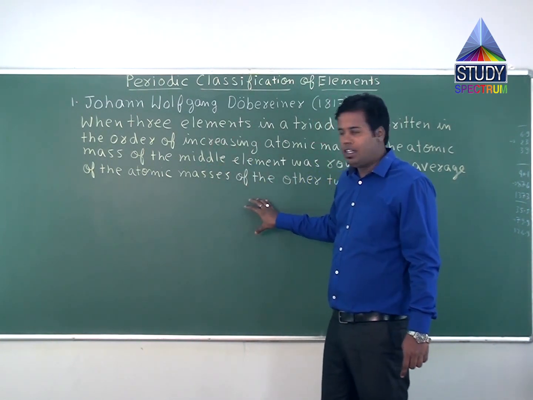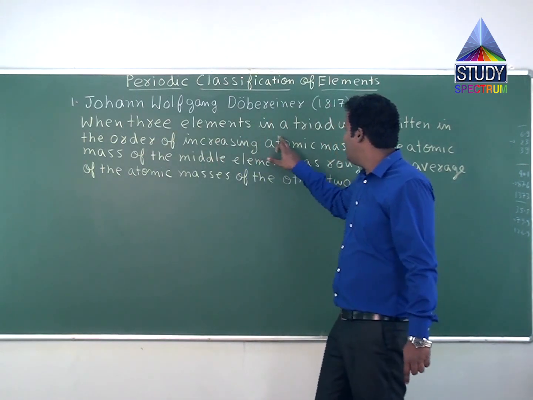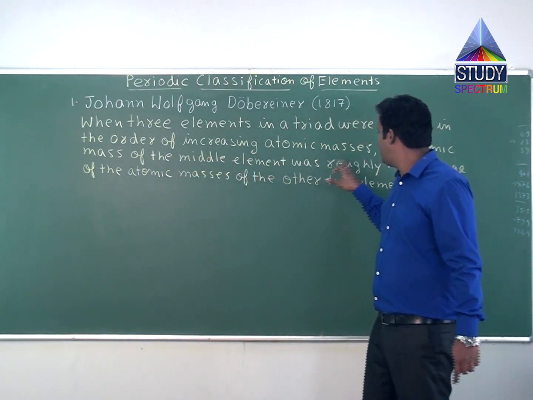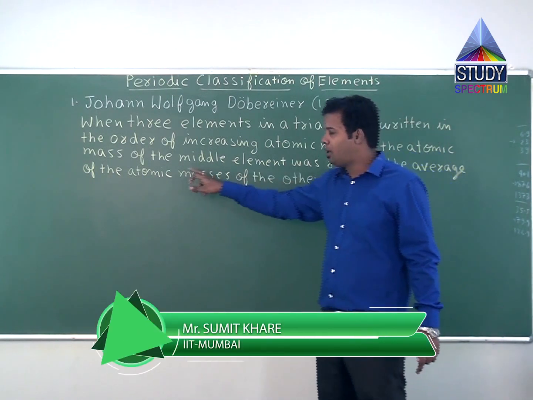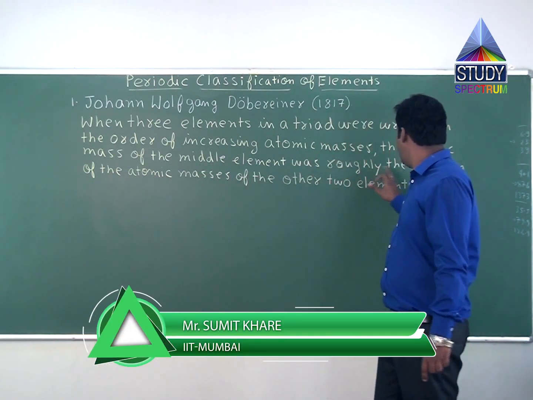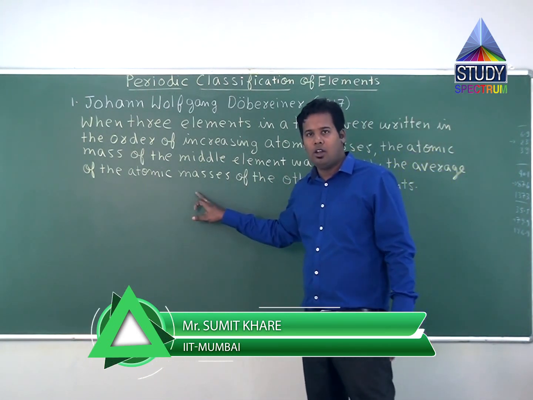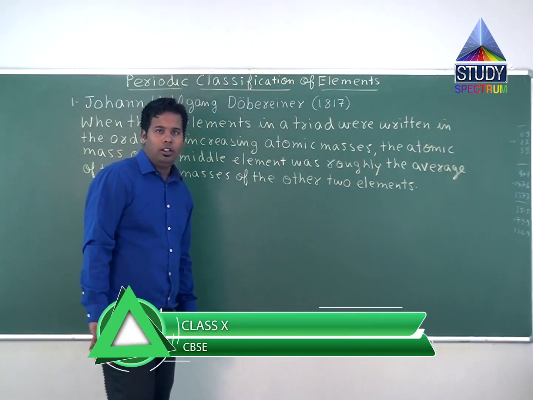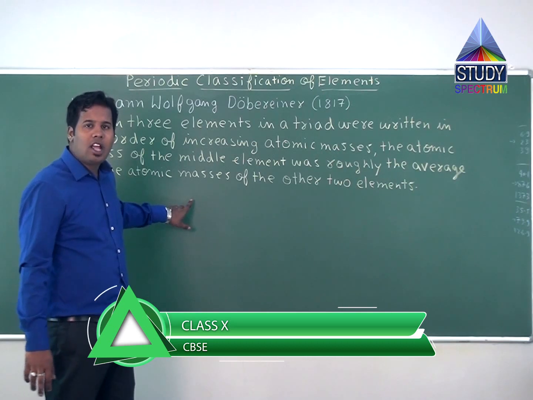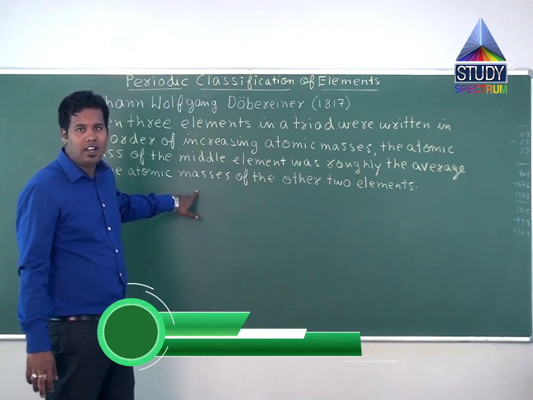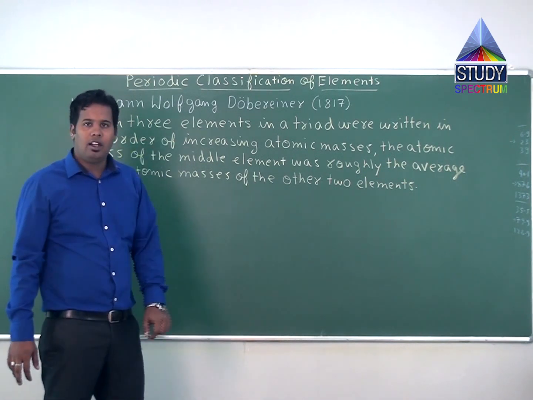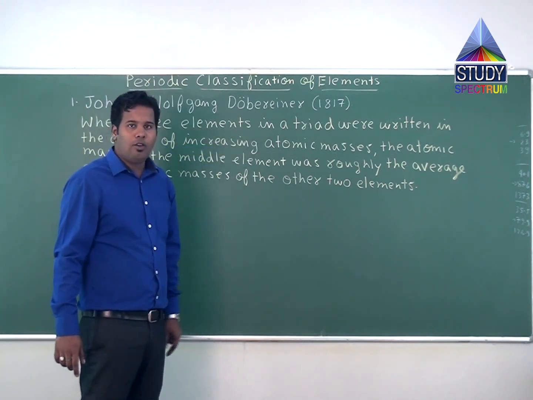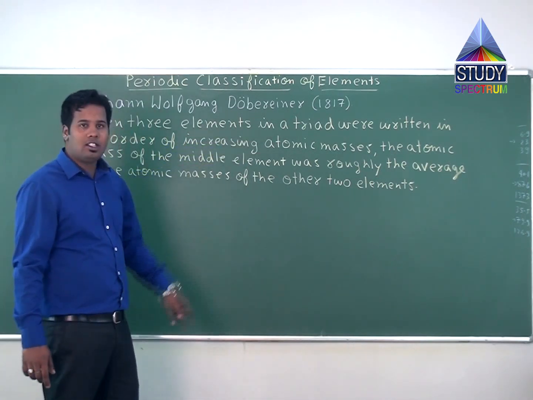Under this law of triads, he said, when three elements in a triad were written in the order of increasing atomic masses, the atomic mass of the middle element was roughly the average of the atomic masses of the other elements. I will repeat the statement for you, the law of triads, which this German scientist Johann Wolfgang Dobereiner in the year 1817 gave. When three elements in a triad, meaning a cluster of three elements, were written in the order of increasing atomic masses.